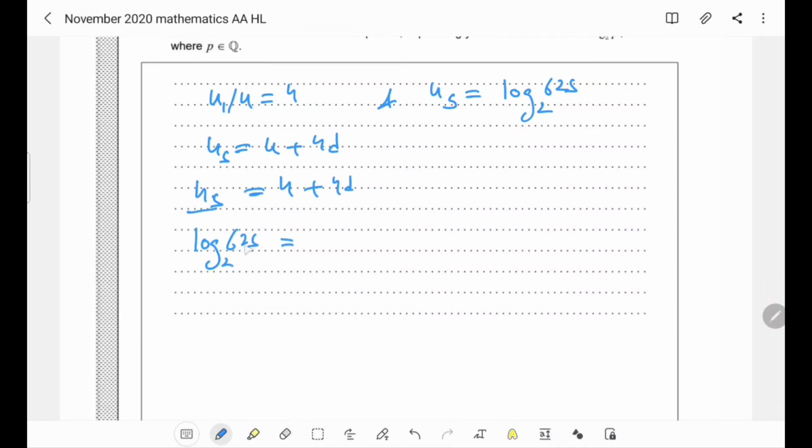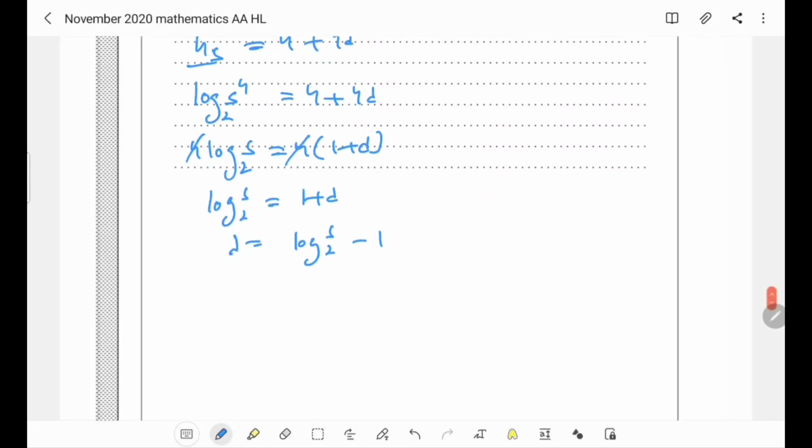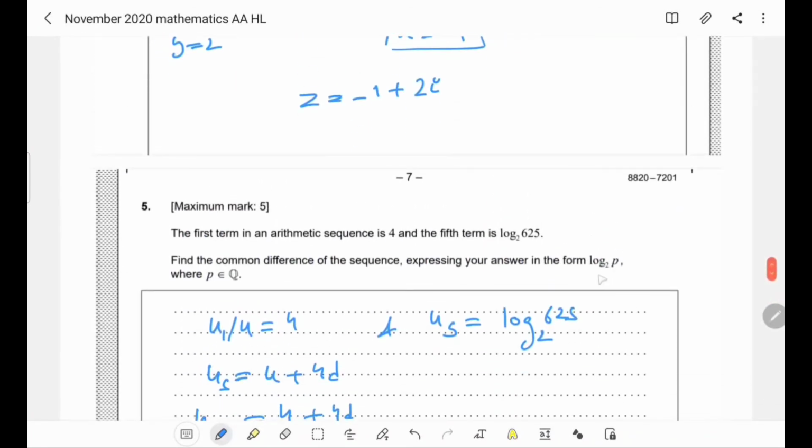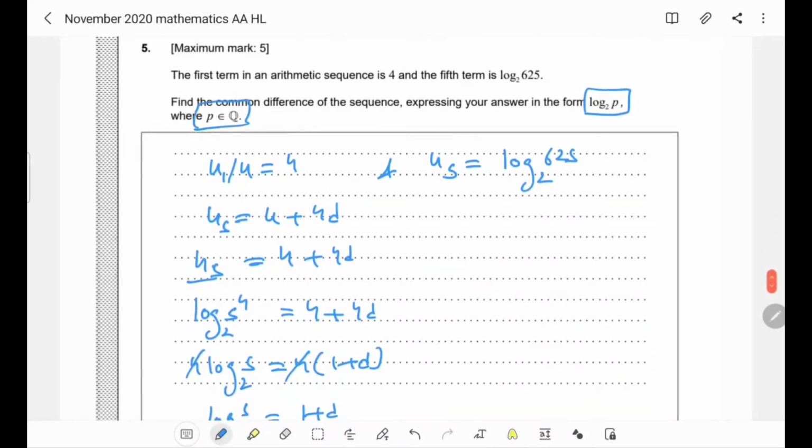So we can write 625 as 5 raised to the power 4. So I'm just writing it as 5 raised to the power 4. Now 4 will come in front, so it's 4 log 5. I'll take 4 common and we can cancel out the 4. So log 5 with base 2 equals 1 plus d. And the value of d is log 5 with base 2 minus 1. So we need to give the answer in the form of log p with base 2, where p is a rational number.